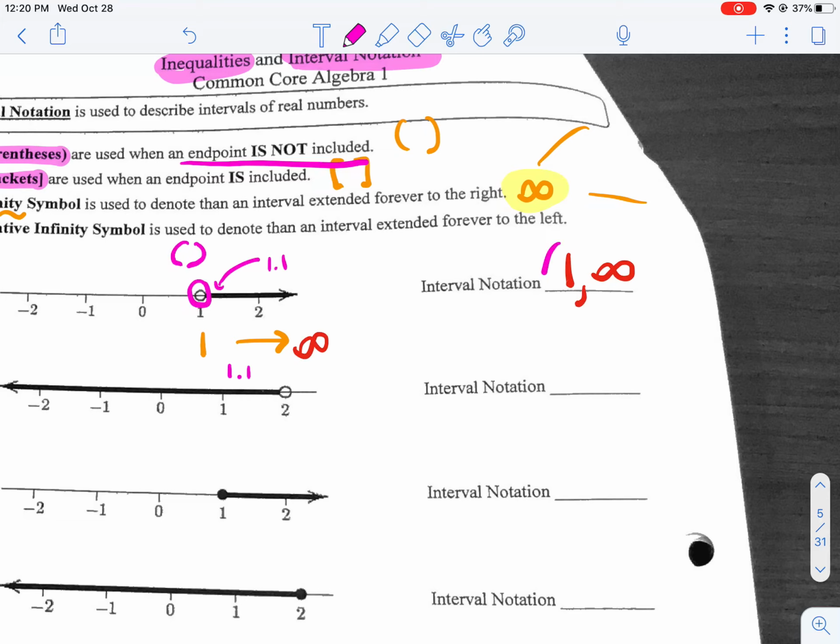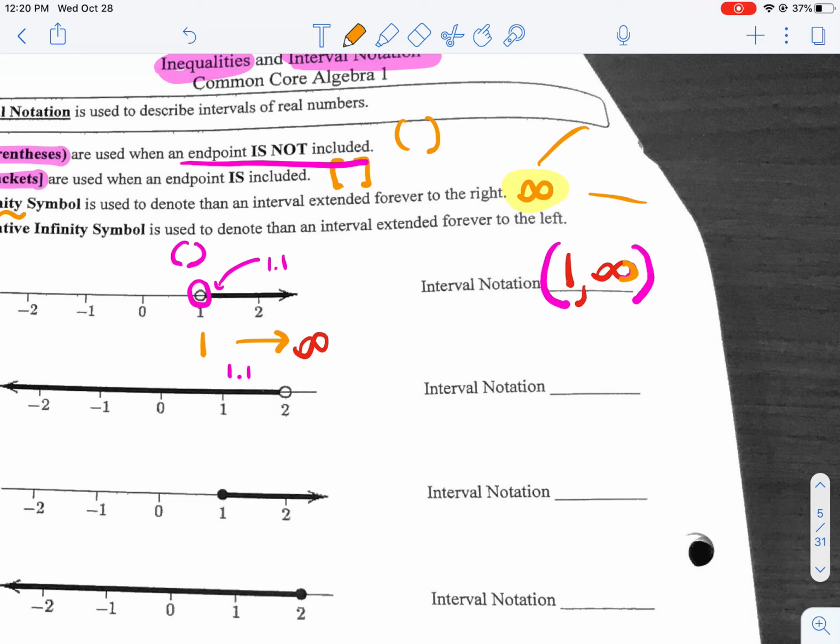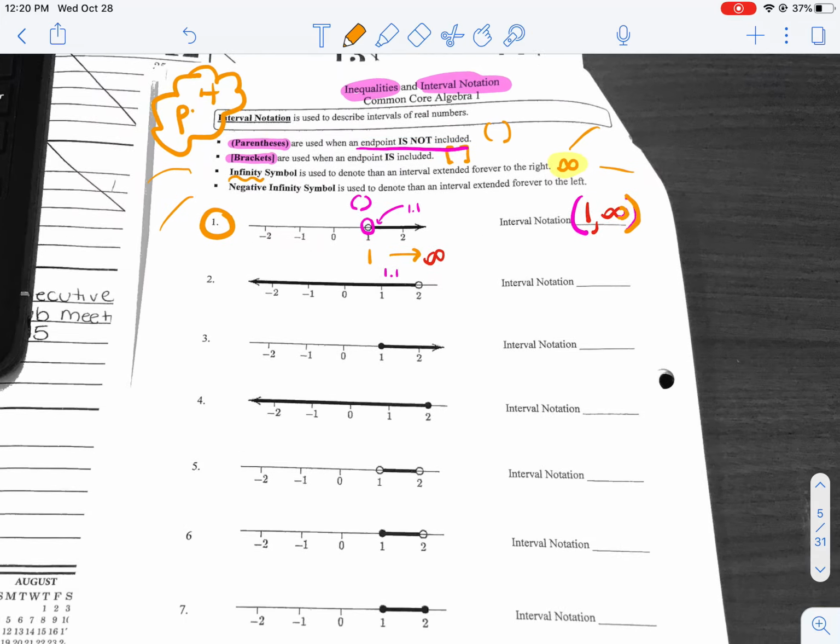So we're going to put the curvy bracket around the 1, and anytime you have an infinity sign, whether negative or positive, you're also going to have the curvy bracket. I remember because if you look at the infinity sign, it sort of looks like a curvy bracket too. Okay, let's try another.